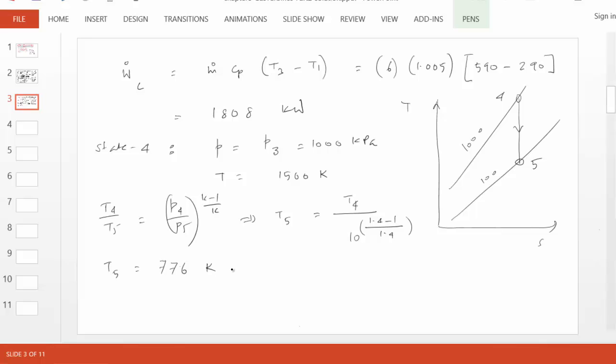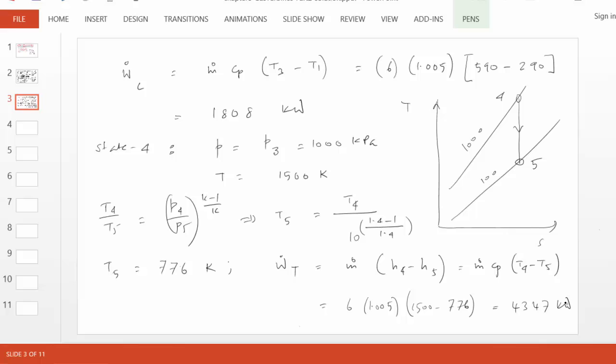So we can easily obtain the turbine power, H4 minus H5, and for the PG model it becomes Cp times T4 minus T5 times m dot. Substituting the numbers, we got 6, 1.005, T4 is 1500, T5 is 776, and the turbine power is about 4347 kilowatt.